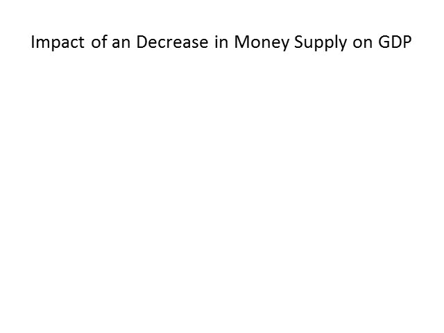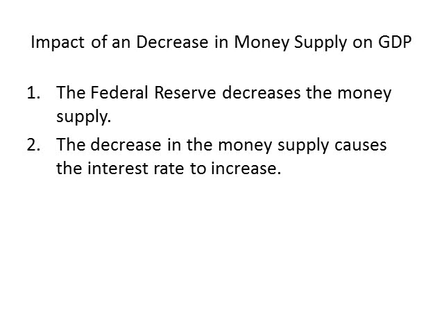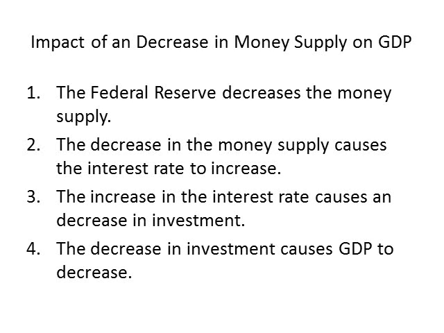Before looking at the impact of a decrease in the money supply on GDP, let's go through the steps in a written format. First, the Federal Reserve decreases the money supply. Second, the decrease in the money supply causes the interest rate to increase. Third, the increase in the interest rate causes a decrease in investment. The decrease in investment causes GDP to decrease.